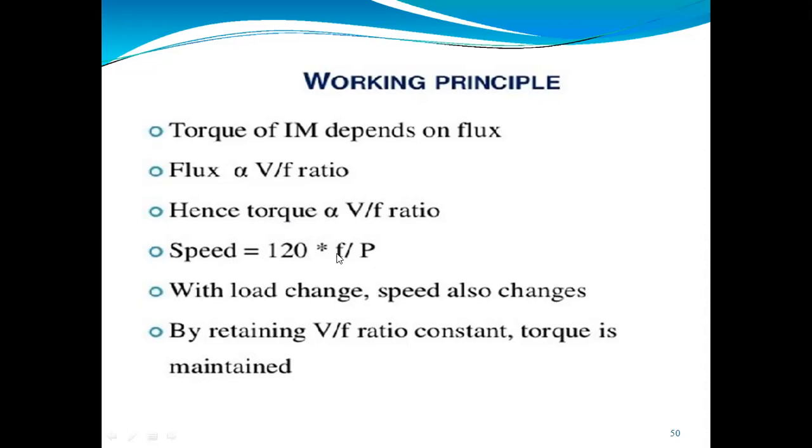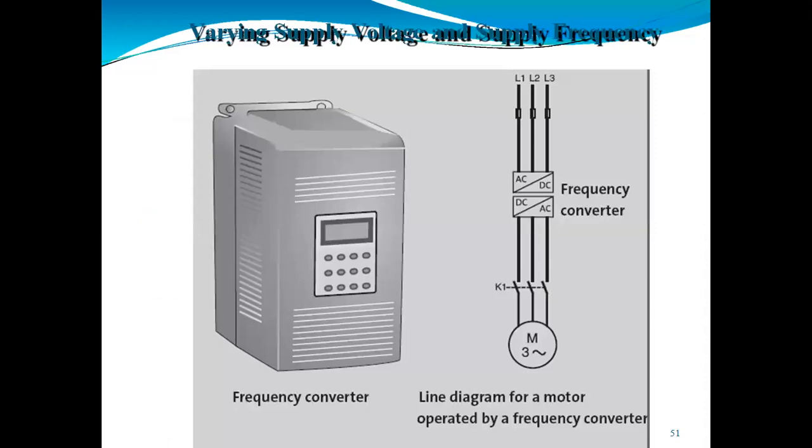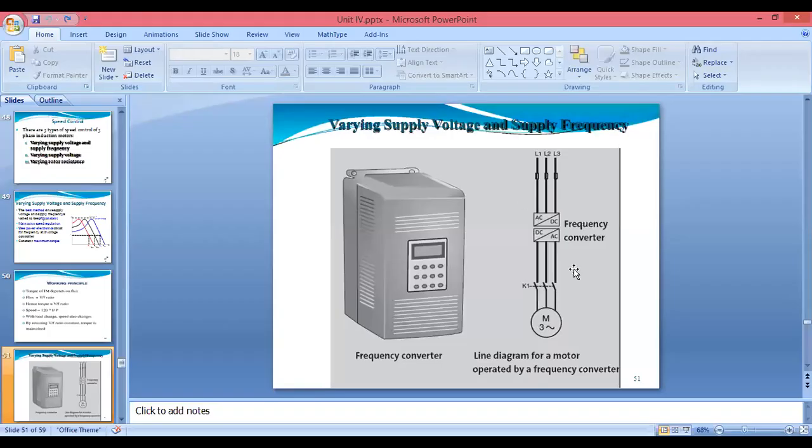So if we change the frequency, there will be a change in the speed. With the load change, speed also changes. So by retaining the V by F ratio constant, we will get the value of torque constant. If you see, we can see the diagram here. When we are changing the value of supply voltage and the supply frequency, at that time it will be practical.